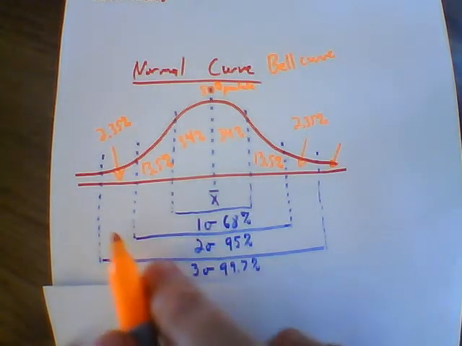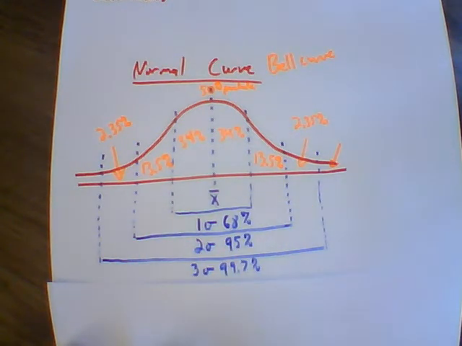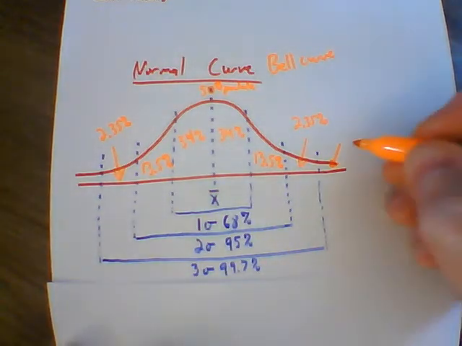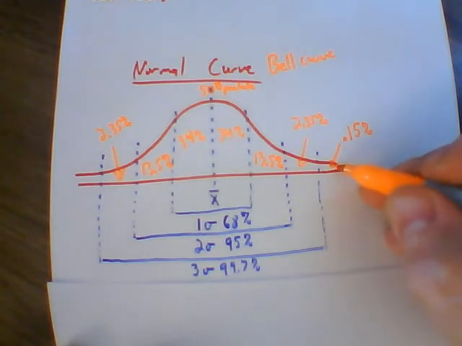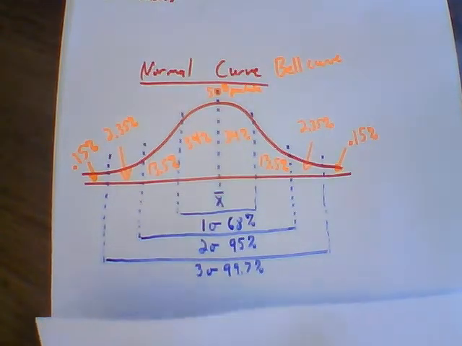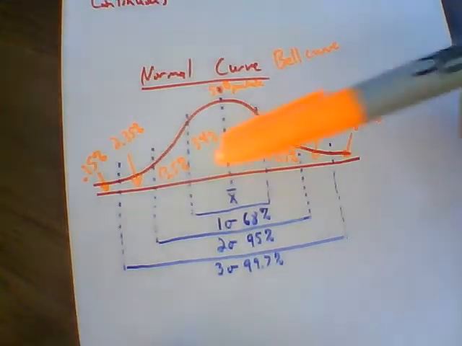We think about this is 99.7%. That is 0.3% outside. So this is 0.15% or above 3 standard deviations. Also 0.15% are below. So when you think about this, this is really the extremities. This is the extreme.